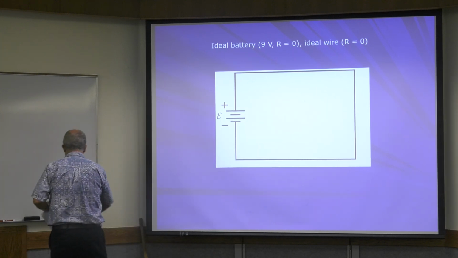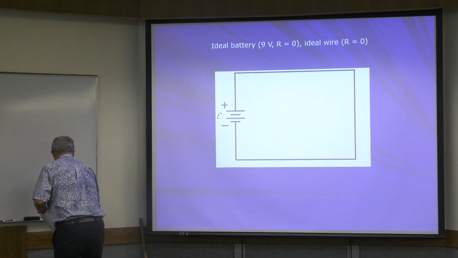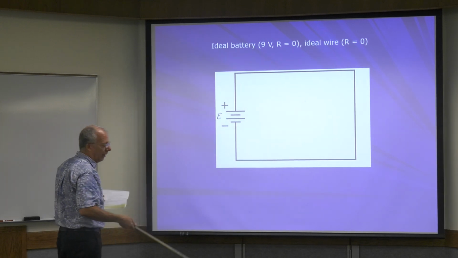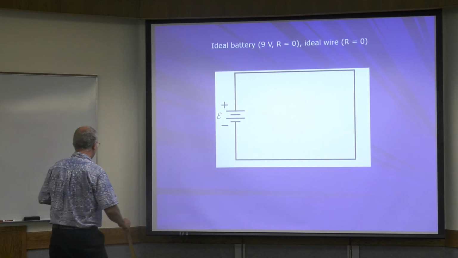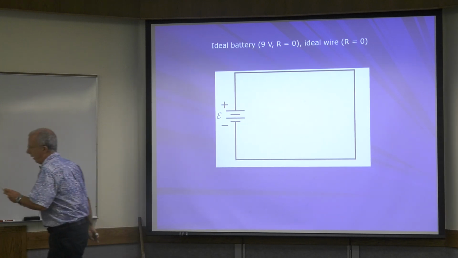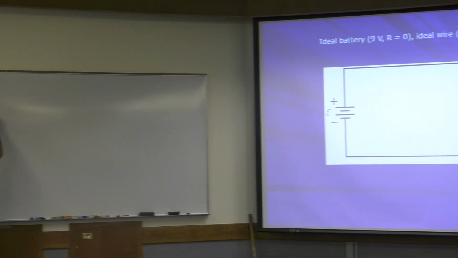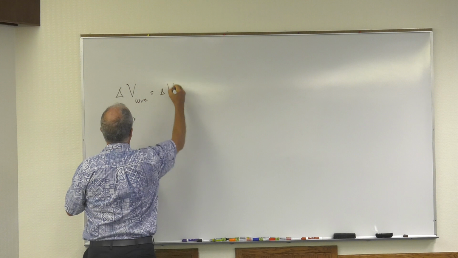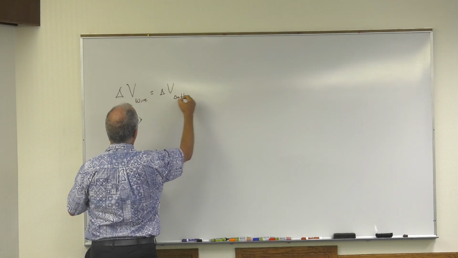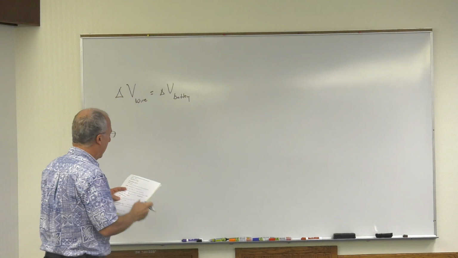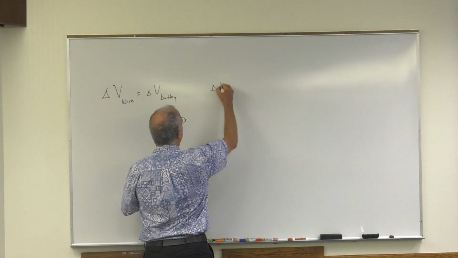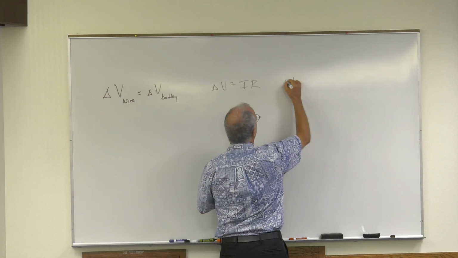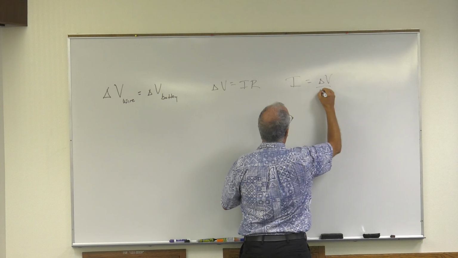All right, so obviously, this battery is providing an EMF, or a potential, correct? And so where does it go? Across the wire. So we have delta V wire equals delta V battery, because there's nothing else in this circuit, right? All right, so let's use Ohm's law. So delta V equals IR. And let's solve for the current. So I equals delta V over R.